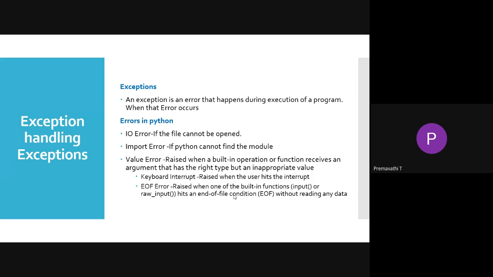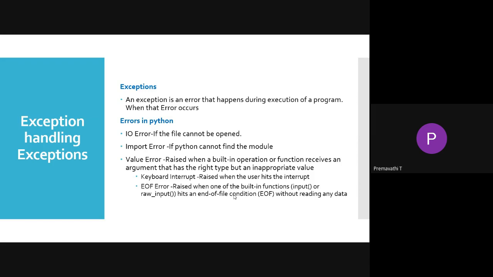Errors in Python: there is the input-output error if the file cannot be opened. What kinds of errors do we have in Python? One is IOError, the second is ImportError, and the third is ValueError. There are three types of errors available in Python. One is the input output error, that is called IOError. Another one is the import error. The third one is the value error.